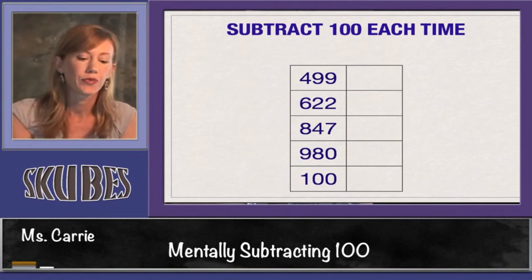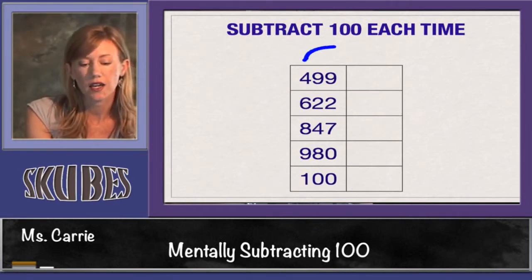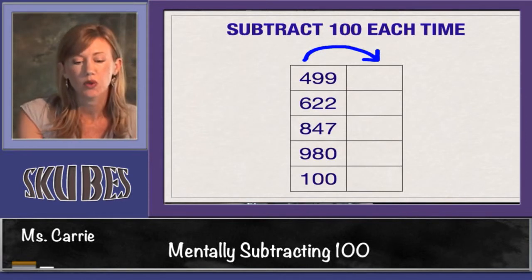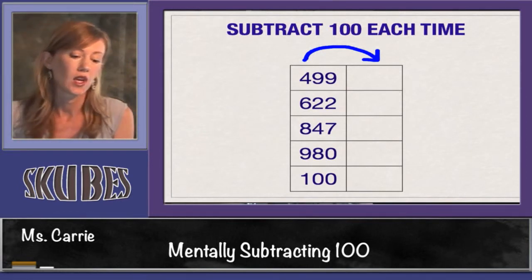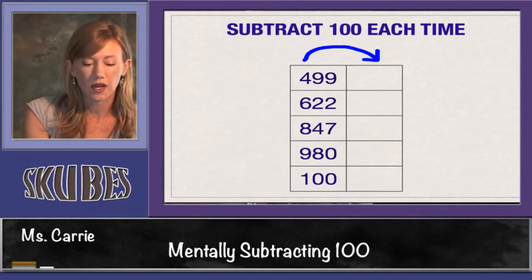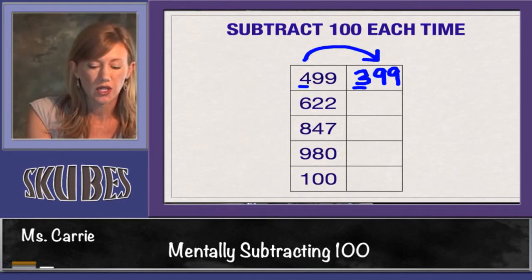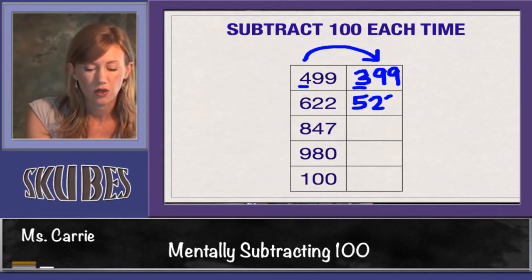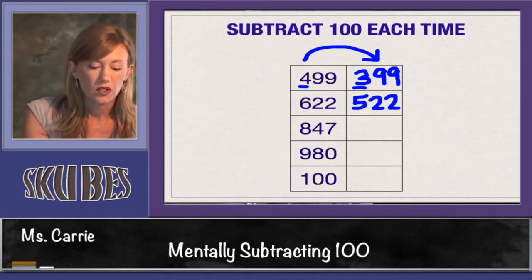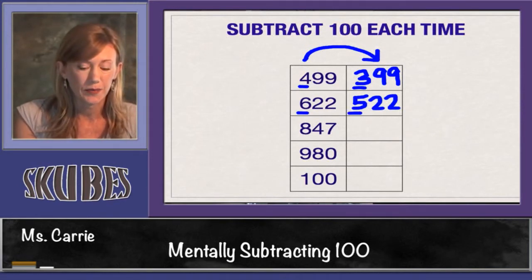Let's try one more. Again, we're going to start on the left side, we're going to go to the right side, and we're going to subtract 100 each time. 499 would become 399. That hundreds place lost 100, so the 4 becomes a 3, the 9s stay the same. 622 would be 522. We lost a 100, so the 6 becomes a 5, and the 2s stay the same.